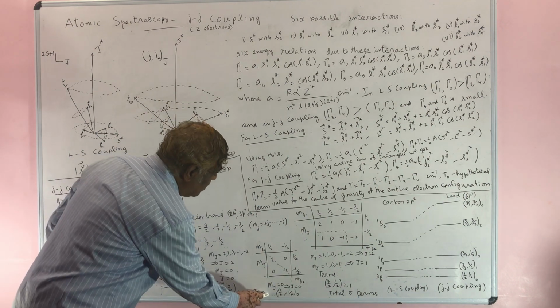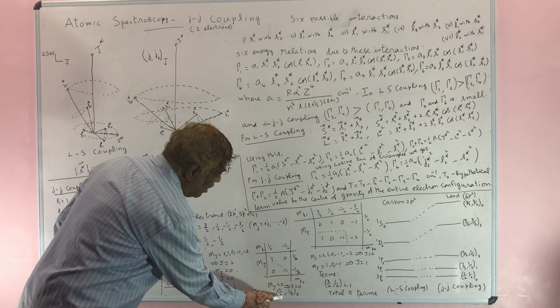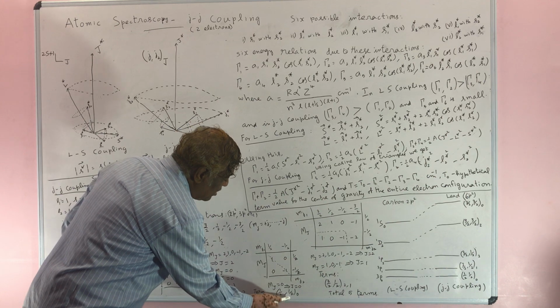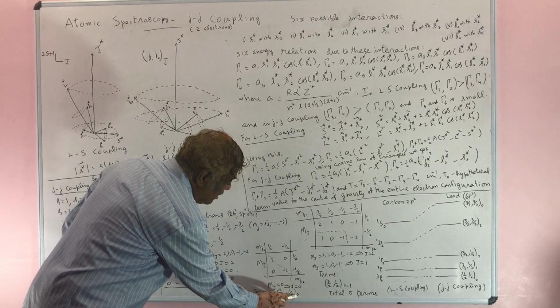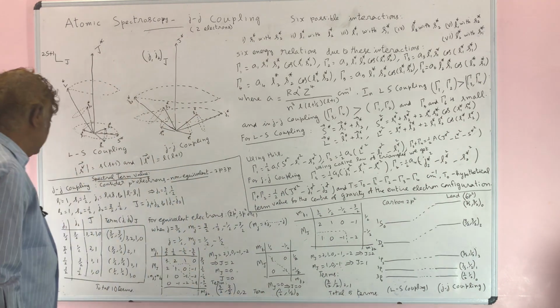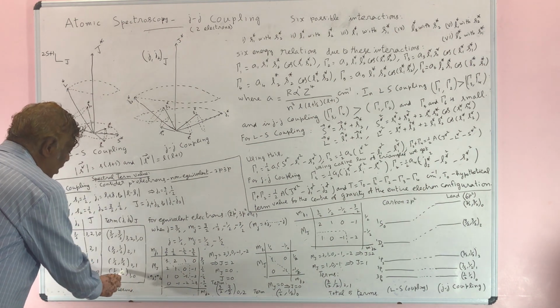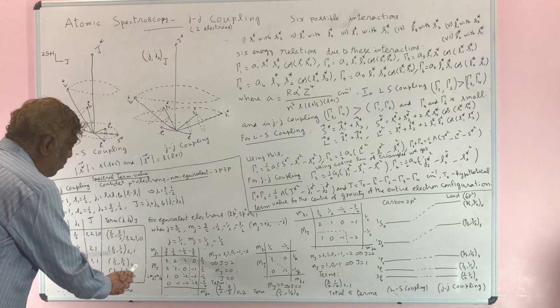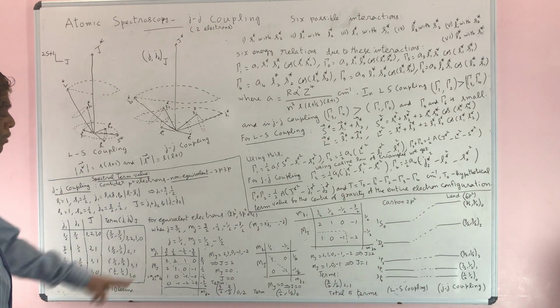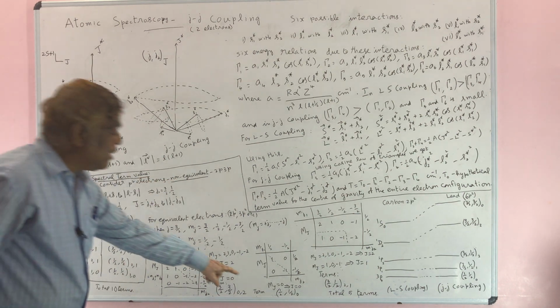Only capital J equal to 0, J must be 0. So the term value is J1 equal to half, J2 equal to half, and capital J equal to 0. Whereas for non-equivalent electrons, this is half, half, with J equal to 1 and 0. There are two terms, but if it is equivalent, there is only one.